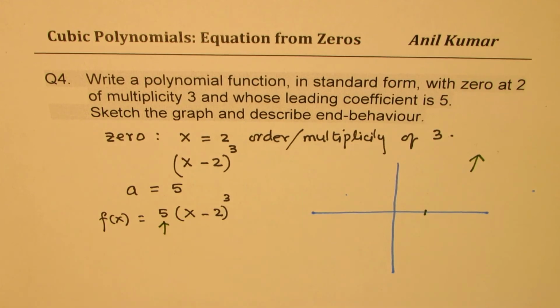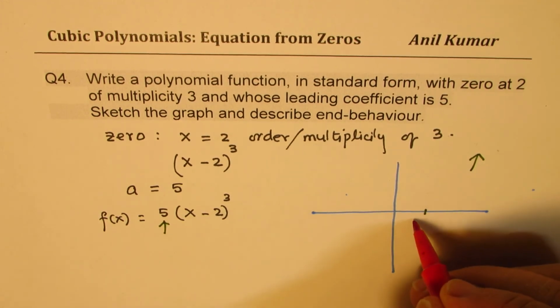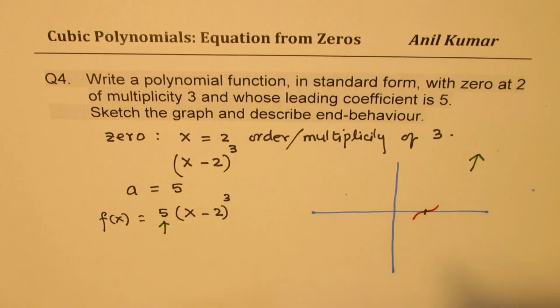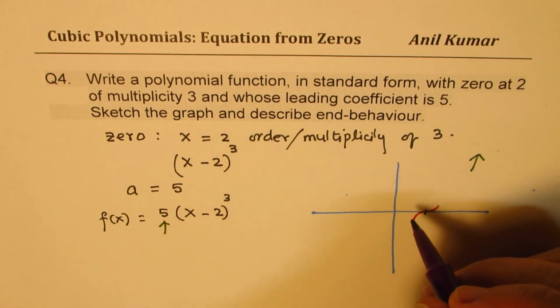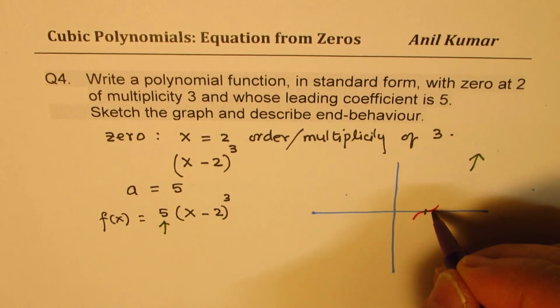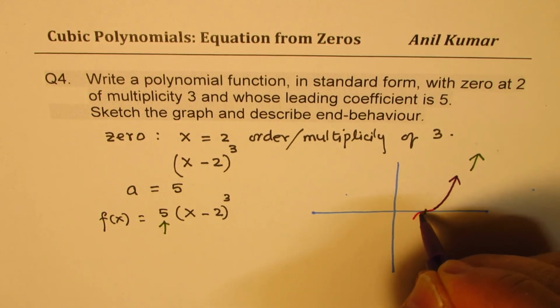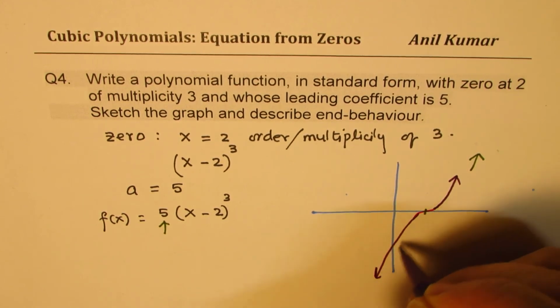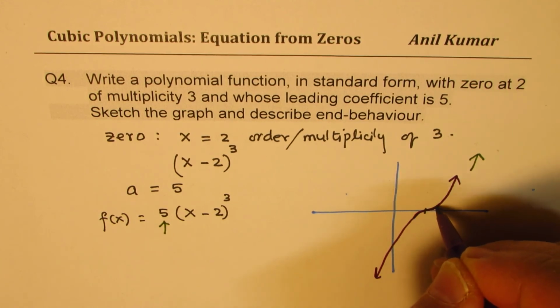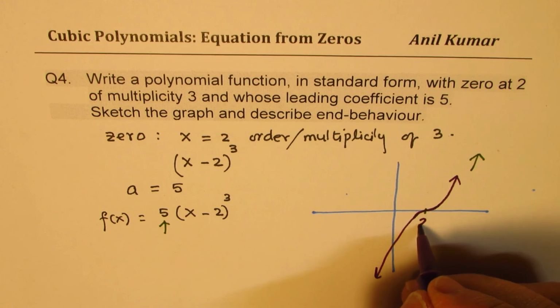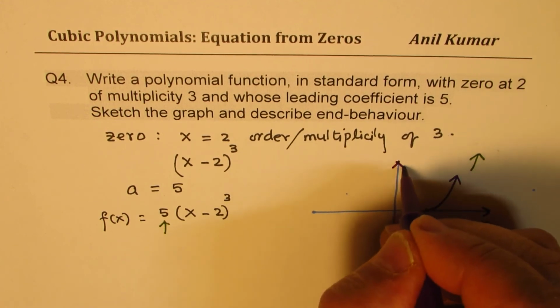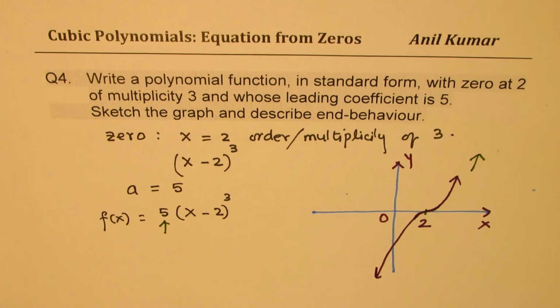So here, since this is a cubic zero, the graph is going to be kind of like this. You have to be very specific about the nature of the graph at the x-intercept when zeros are given to you. Since the multiplicity is 3 now, it has to be kind of like this. So the graph will go like this. Do you understand? And it's a smooth curve, right? So that is how it is going to be. This point here is at x equals 2. Does it make sense?